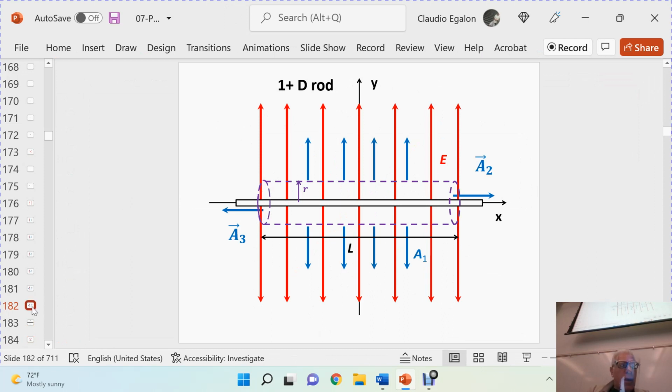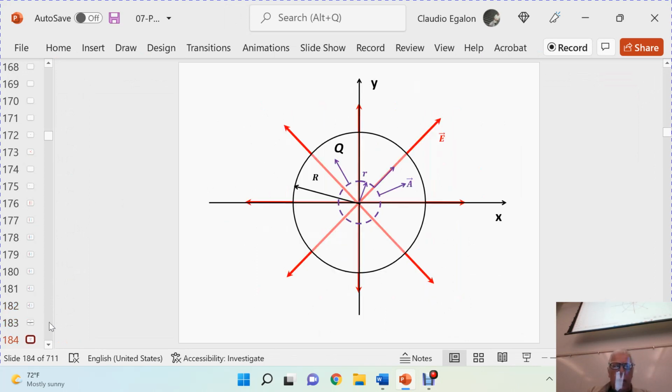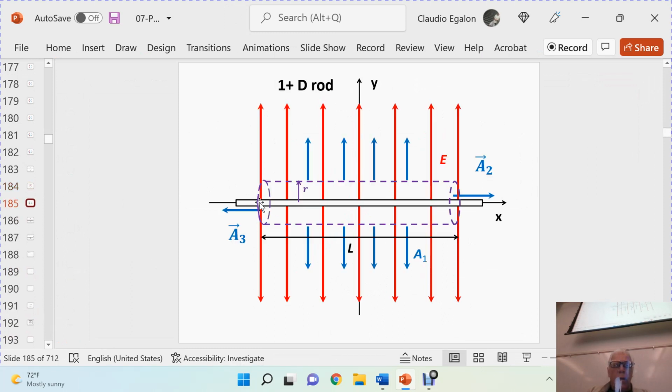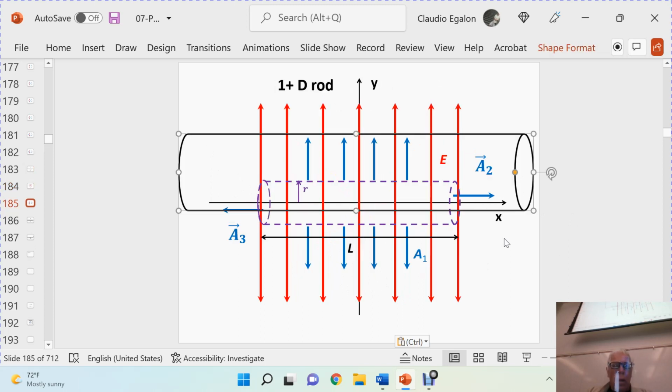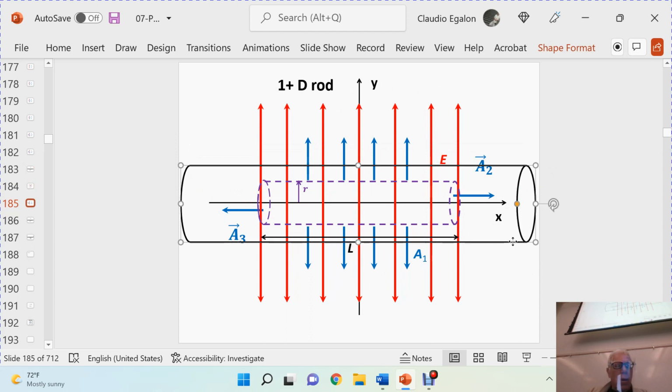I'm going to copy this one, and I'm going to draw here for you so you can understand better. Here is the drawing. I'm going to get this cylinder and place it there. It has to be greater than the surface. Did you get the idea?